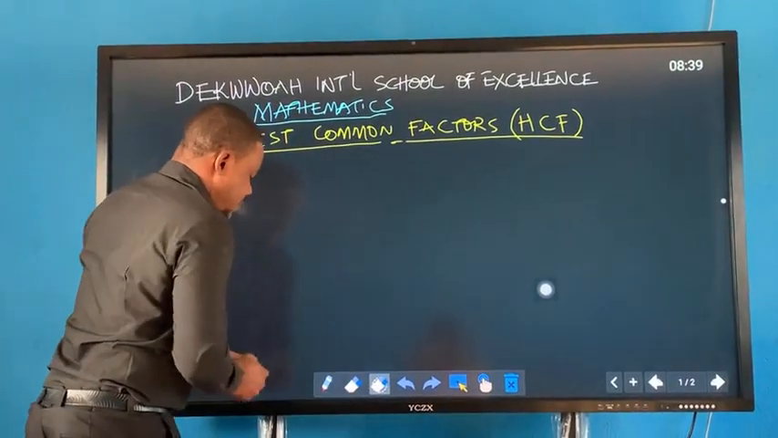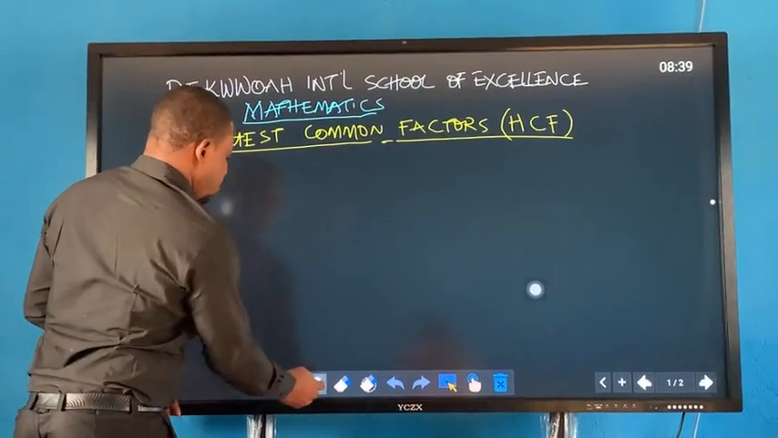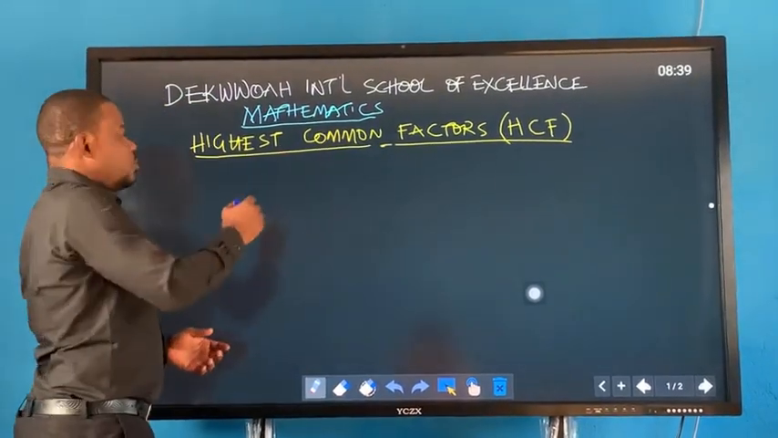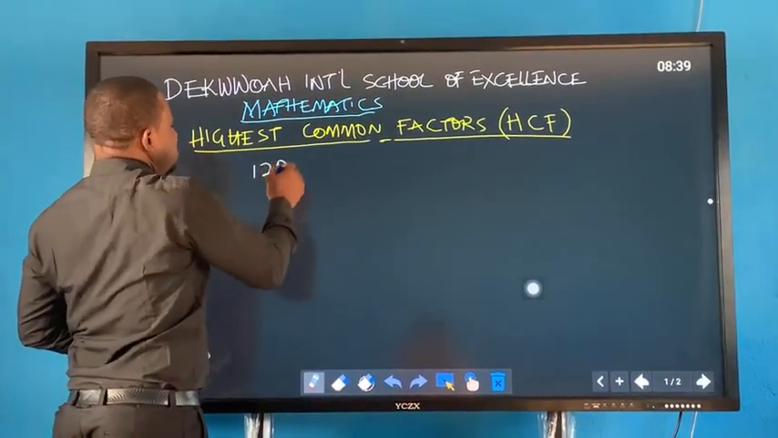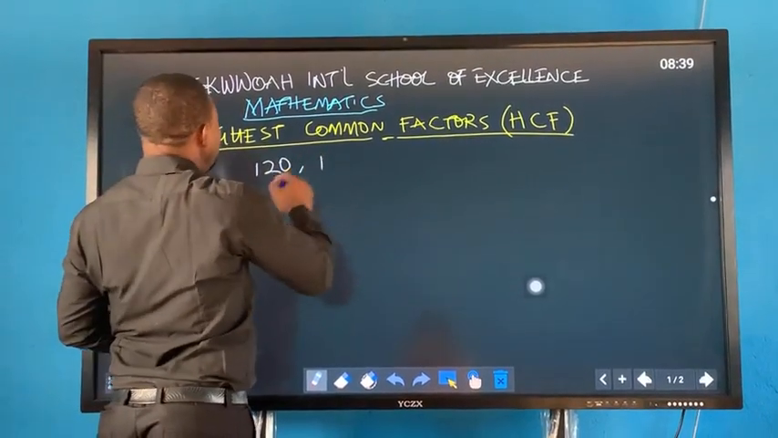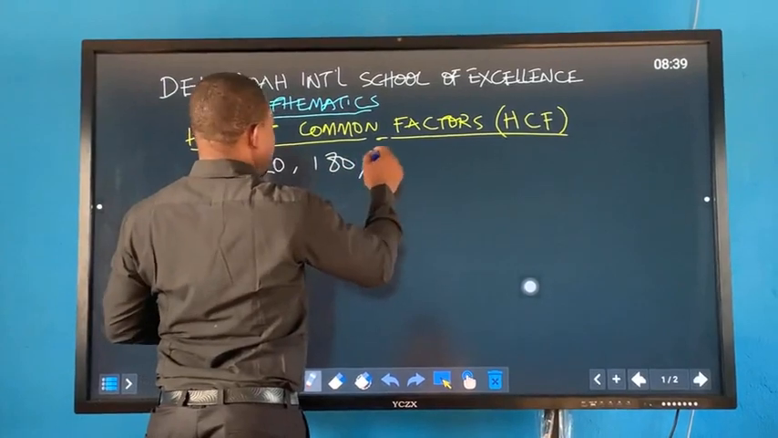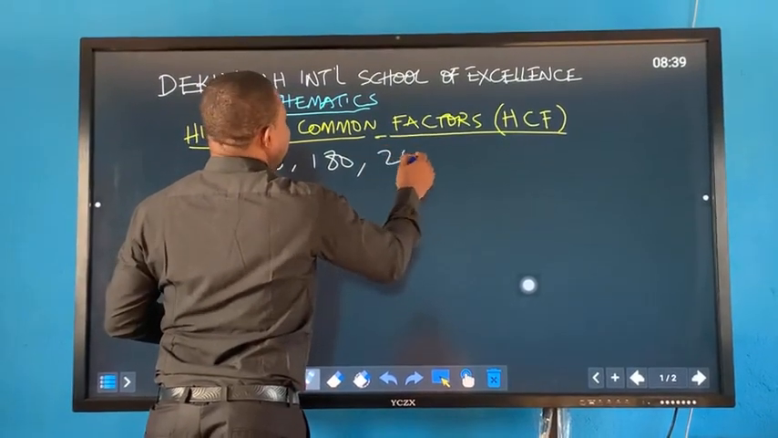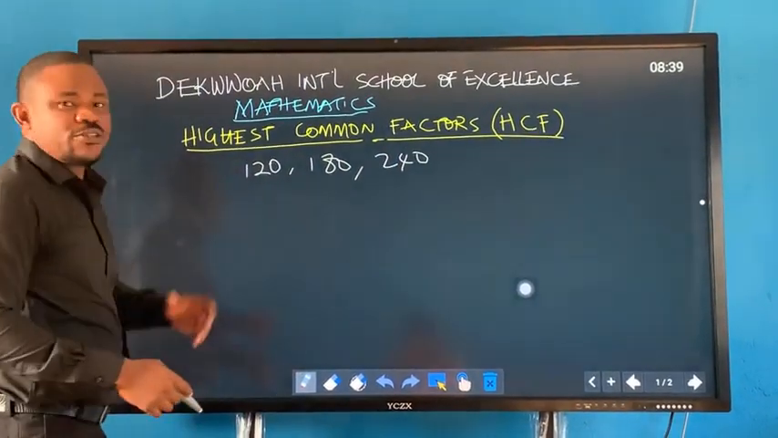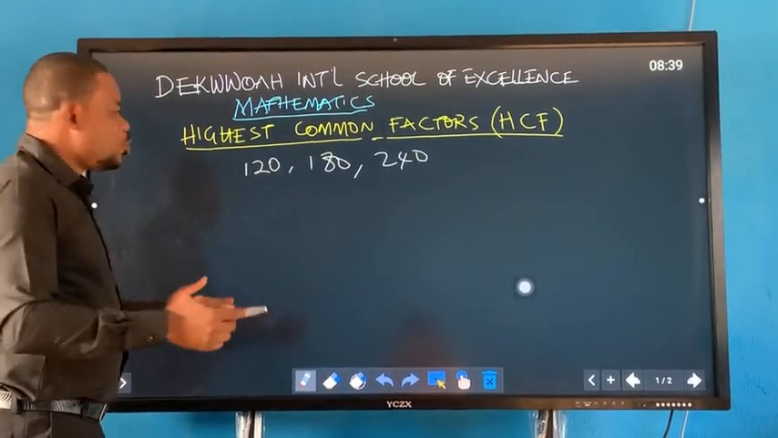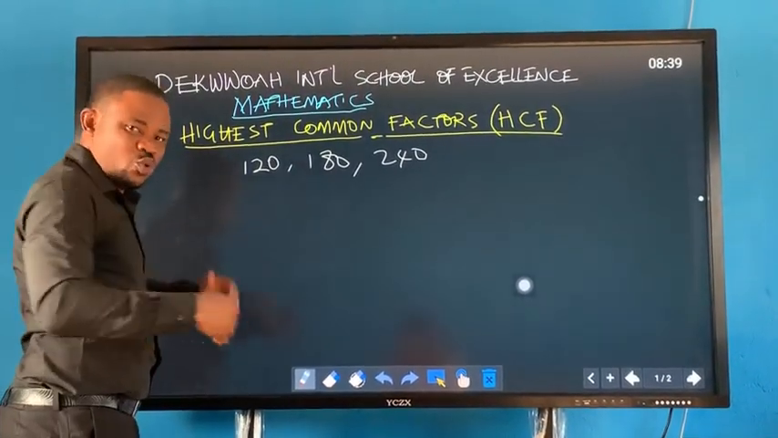If I ask you to find the highest common factor of 120, 180, 100 and 240, I said find the highest common factor of all this. It's large. So if I want to go and write that first method, it's going to waste my time.